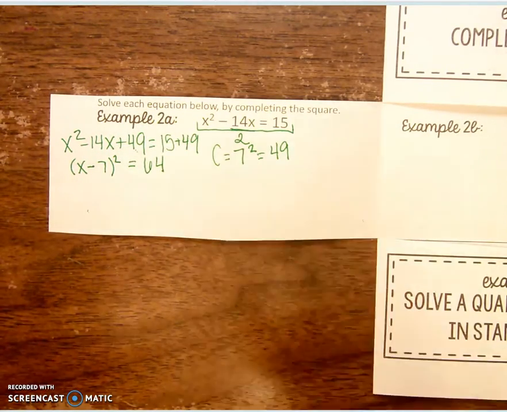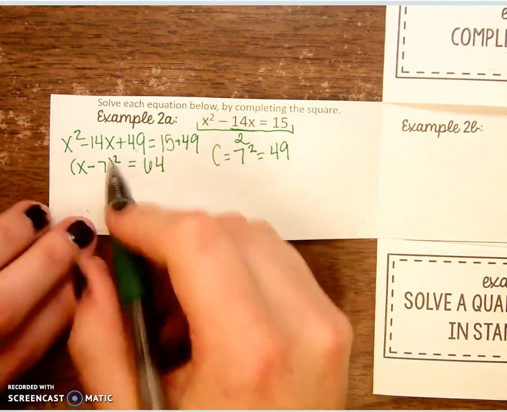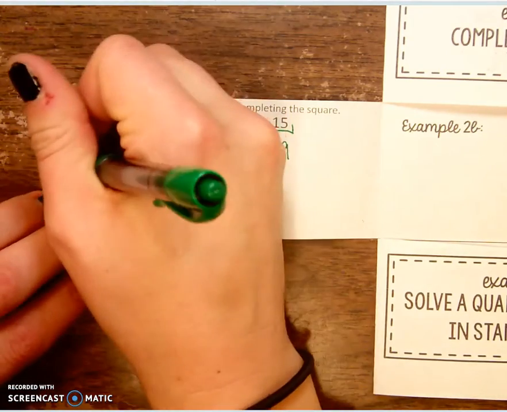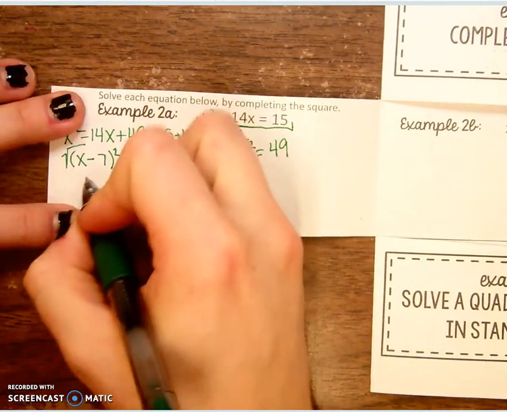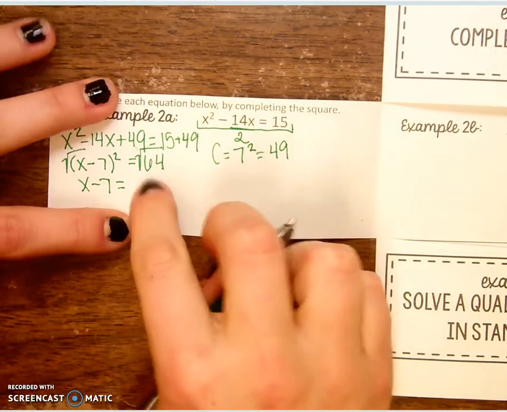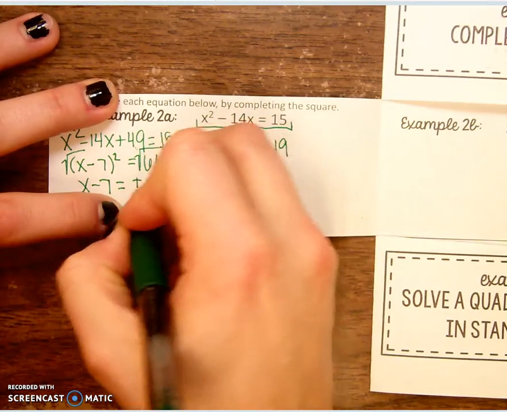Okay, so now to solve for this, I'm going to try to get rid of this square. The opposite, or the inverse, of squaring something is square rooting it. So I'm left with x minus 7 equals, don't forget, the square root of 64, which could have been positive or negative 8.